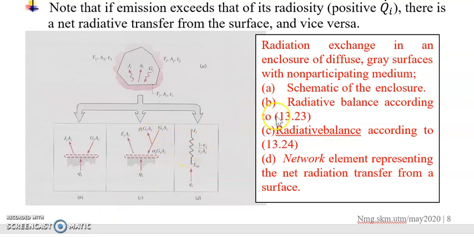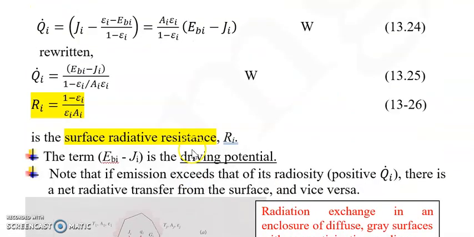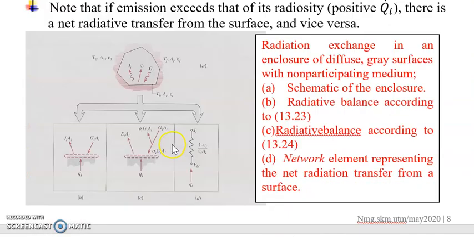Schematically shown here, I like this figure because it describes the radiation interaction. Radiation exchange in an enclosure of diffuse gray surfaces with a non-participating medium. This is just a schematic of the enclosure. This is a radiative balance. We have irradiation and also emission and radiosity, and this is the radiative balance according to 13.24. This is the equivalent network element representing the net radiation transfer from a surface. You have this resistance as described by 13.26.